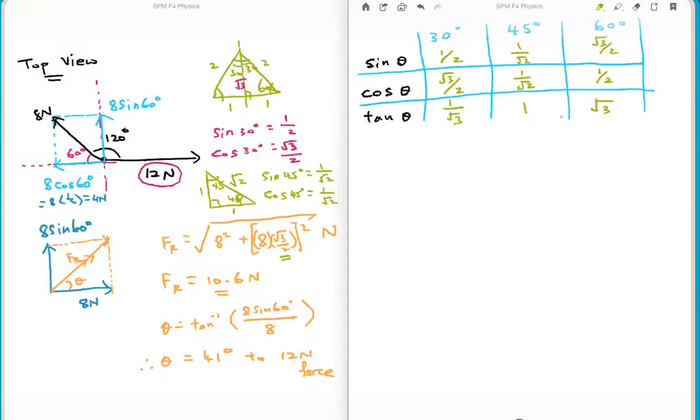What you need to do now is to stop this video and then try at least 5 to 8 questions on resolution of force. With that, stay tuned to my next video.